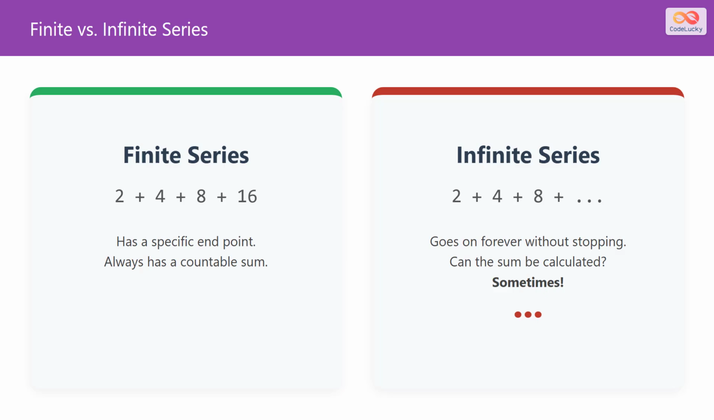It is important to distinguish between finite and infinite series. A finite series has a stopping point, like adding just 4 numbers. The sum is easy to calculate. An infinite series, however, goes on forever, represented by the 3 dots at the end. The big question is, can we add them all up? Surprisingly, sometimes we can.